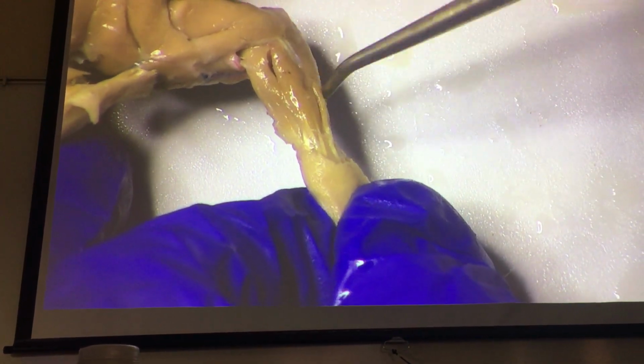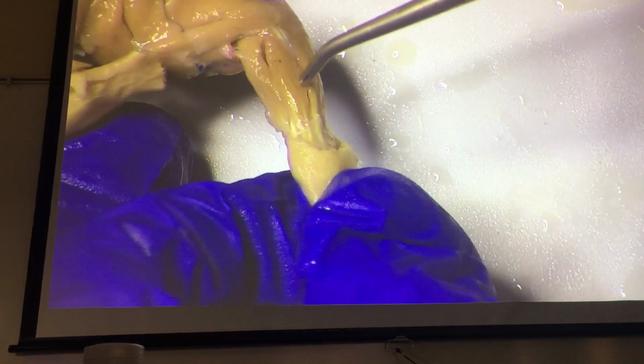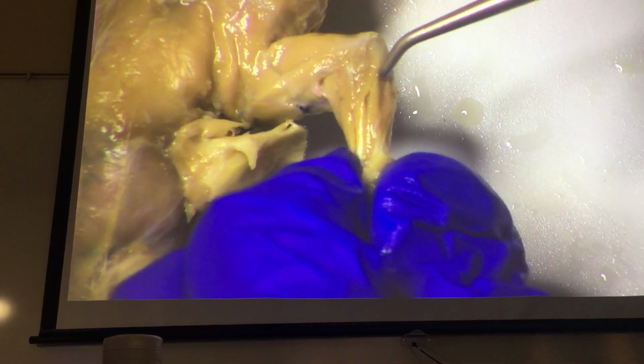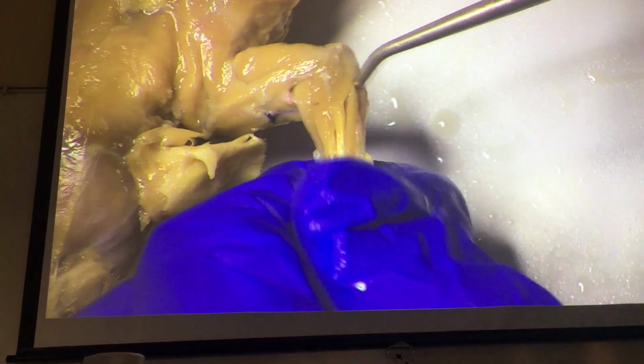Then the one next to it extends only the fourth digit. That's, let's see. Extensor digitorum 4, extensor digitorum 5, and then extensor carpi ulnaris. And that's it.